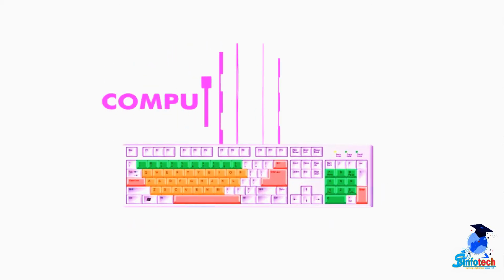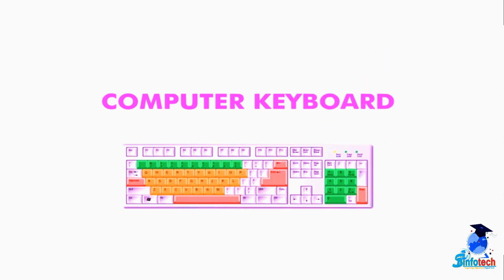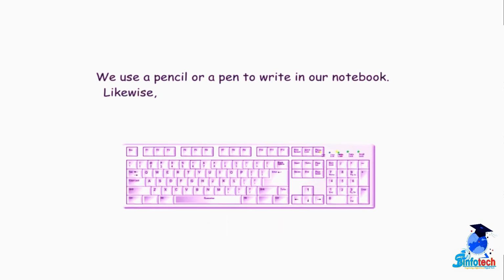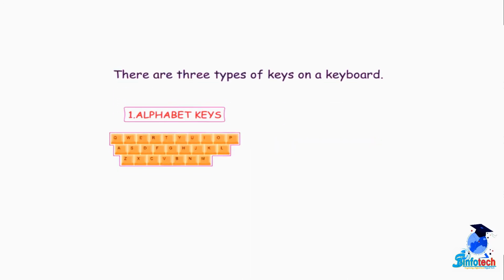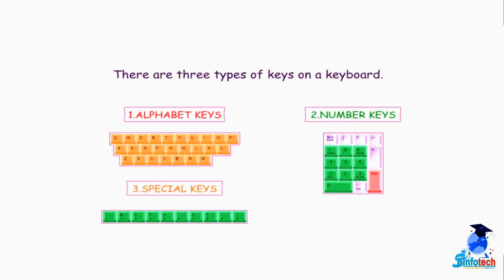Hello students, today we will learn about computer keyboard. We use a pencil or a pen to write in our notebook. Likewise, we need a keyboard to type numbers, characters, words or sentences on a computer. There are three types of keys on a keyboard: alphabet keys, number keys, and special keys. Let us learn about these three types of keys in detail.